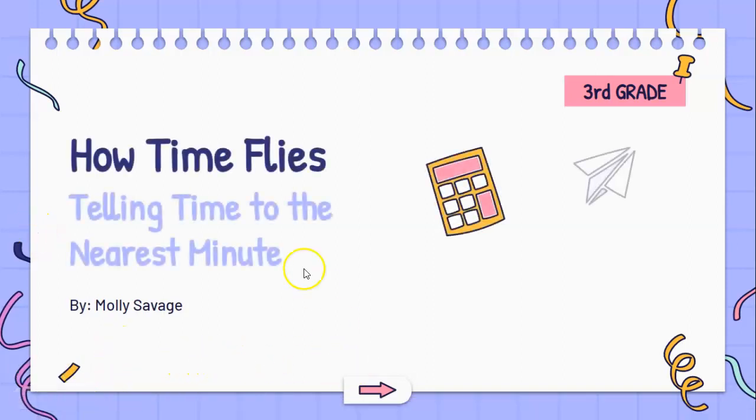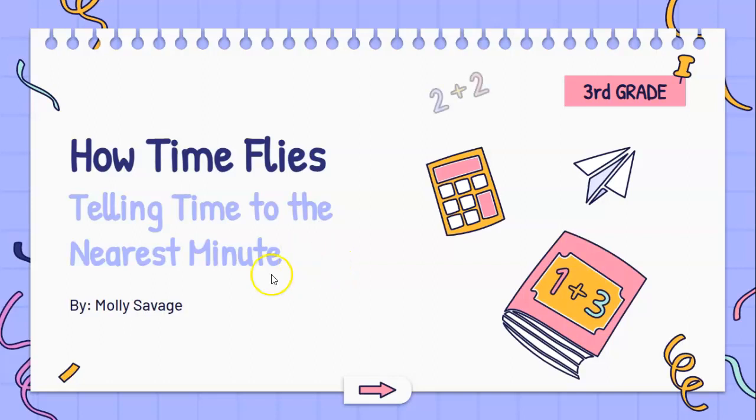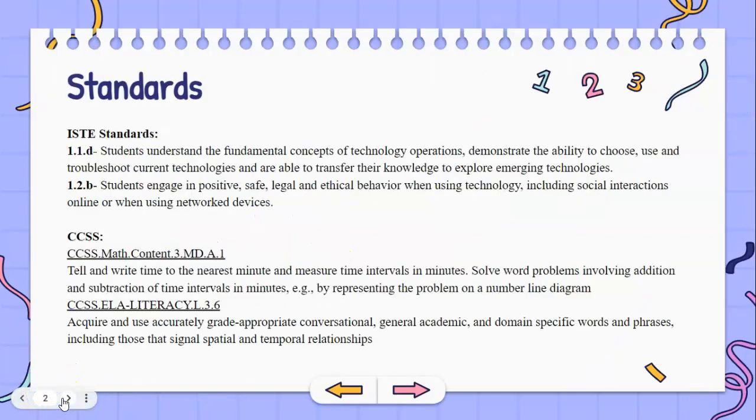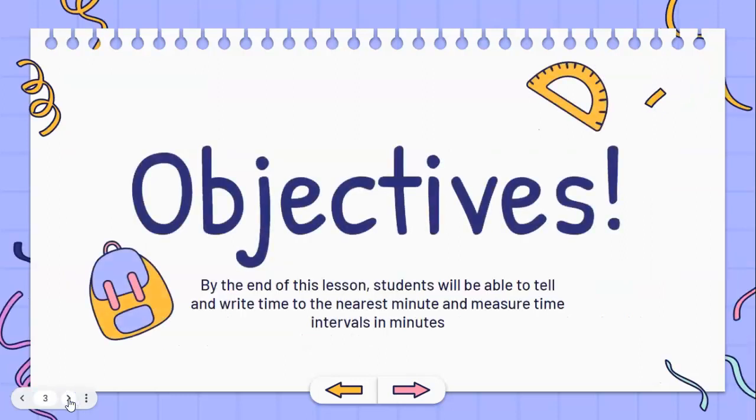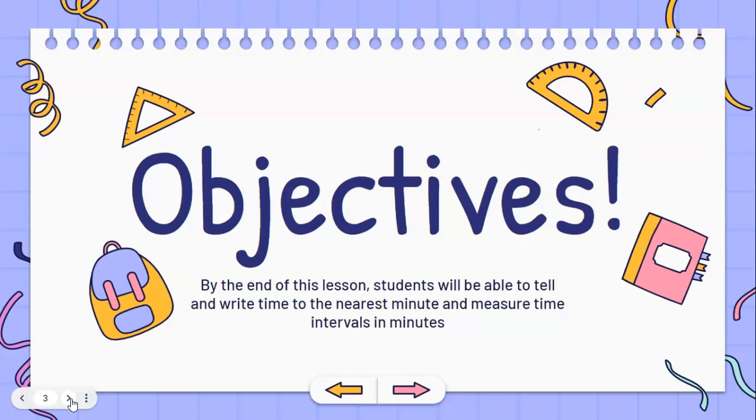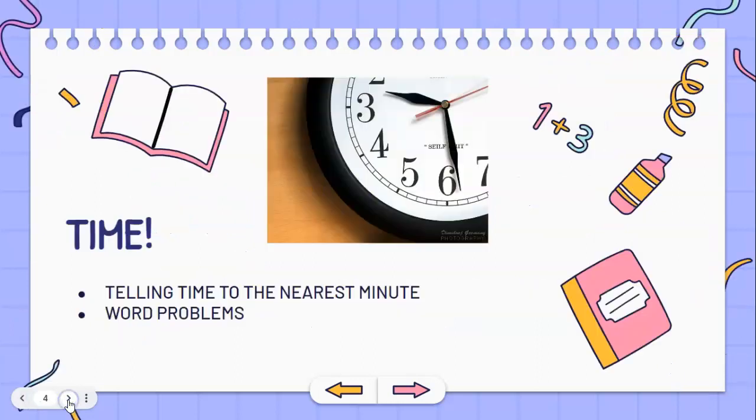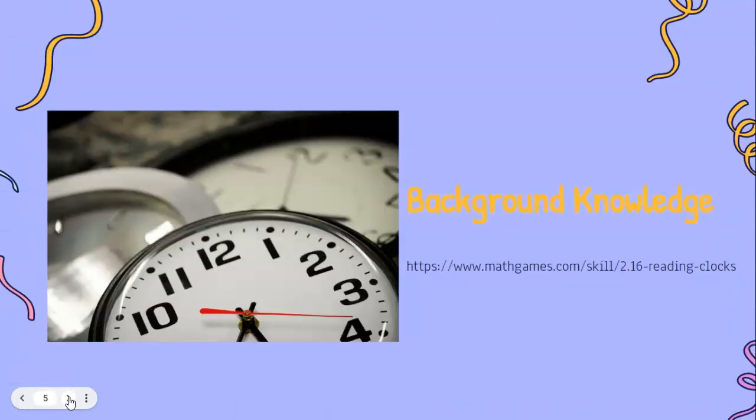Hello class, today we are going to go over telling time to the nearest minute. These are going to be our standards for our lesson, and our objective is that by the end of this lesson, students will be able to tell and write time to the nearest minute and measure time intervals in minutes. We are going to go over telling time to the nearest minute, and we are also going to go over word problems about time.